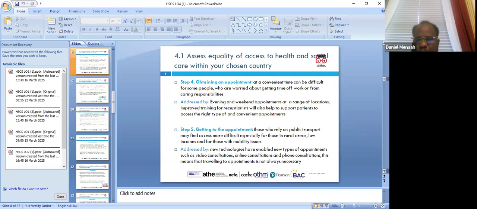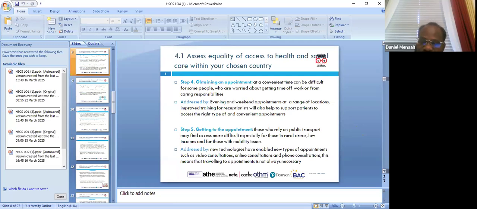Okay, getting to the appointment. Those who rely on public transport may find access more difficult. Of course, that's true, especially for those in rural areas, on low income, and those with mobility issues. If you have mobility issues and you don't drive, it will be very difficult. And during snow or rain, going by public transport is very difficult.